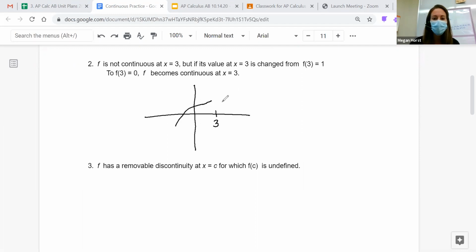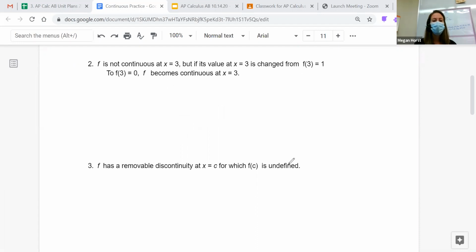Let's go back one. So I'm going to put a hole right here, and I'm going to draw a function. It's going to keep on going, and says it is changed from f of 3 equal to 1. So I'm going to put a point right there, to f of 3 equals 0, which is why I have that filled in hole, then it would become continuous. So if we plugged in that hole, then I would have a continuous function. So again, this function as it stands right now is not continuous, but it could be continuous if that one little change was made.